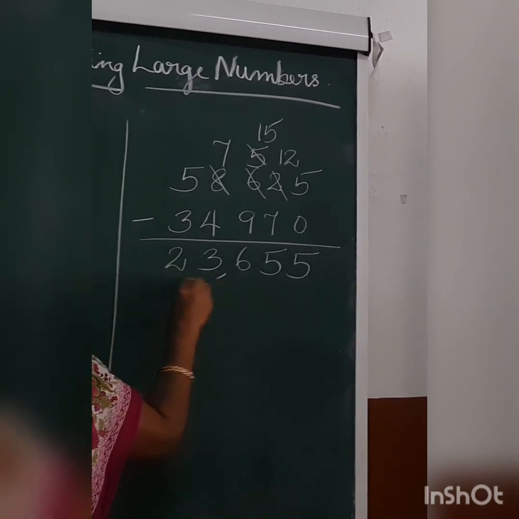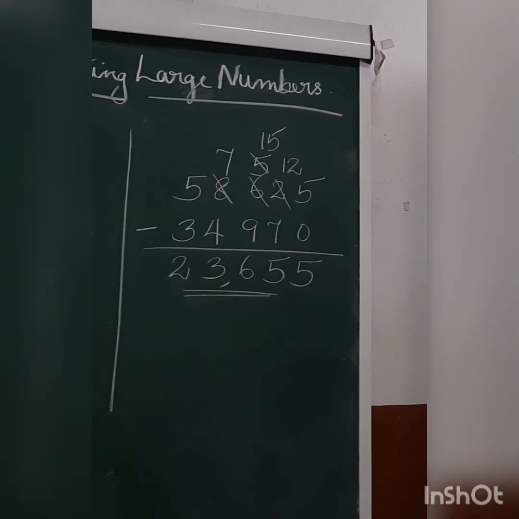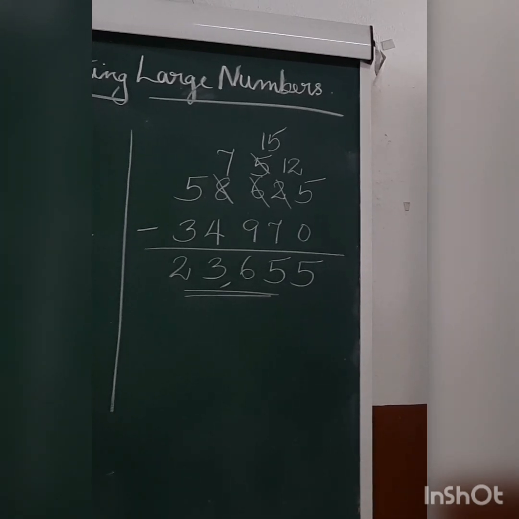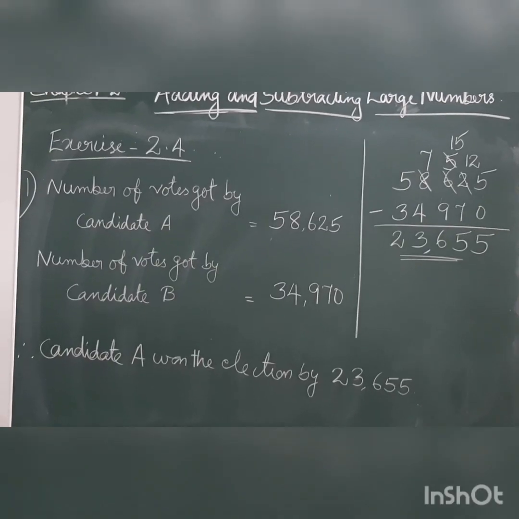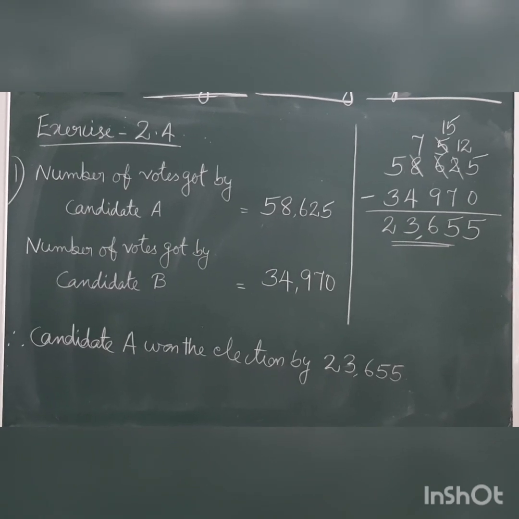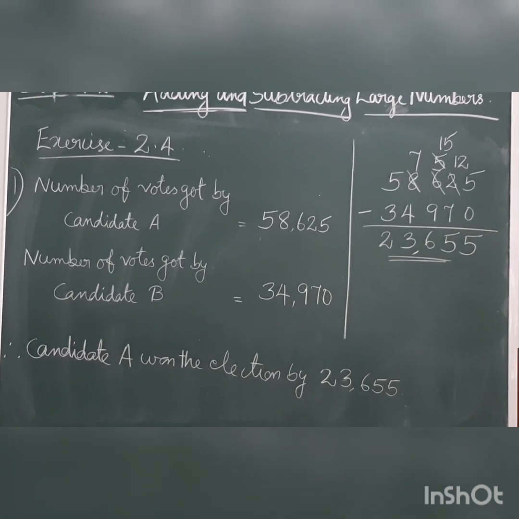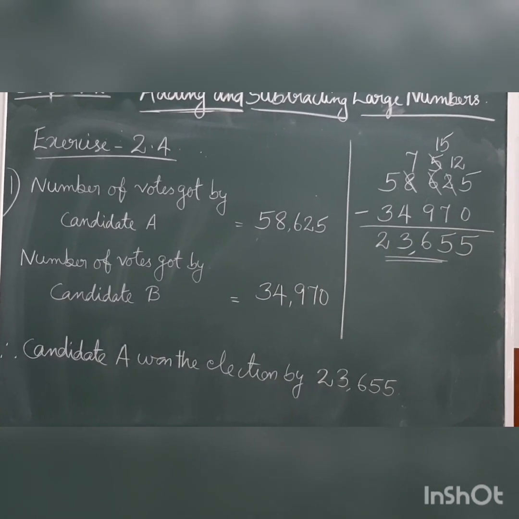So, the answer is 23,655. Therefore, candidate A won the election by 23,655.